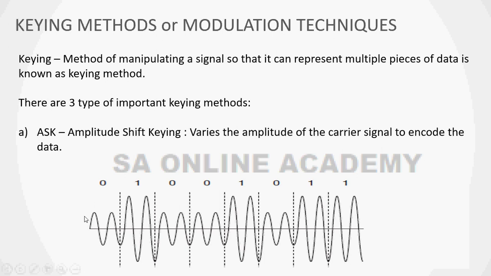But the problem with this ASK is that there are a lot of RF behavior phenomena which result in amplitude attenuation. If because of any such phenomena the amplitude gets attenuated, then a receiver will misinterpret that signal and demodulate it wrongly. So ASK is not an advisable or recommended modulation technology.